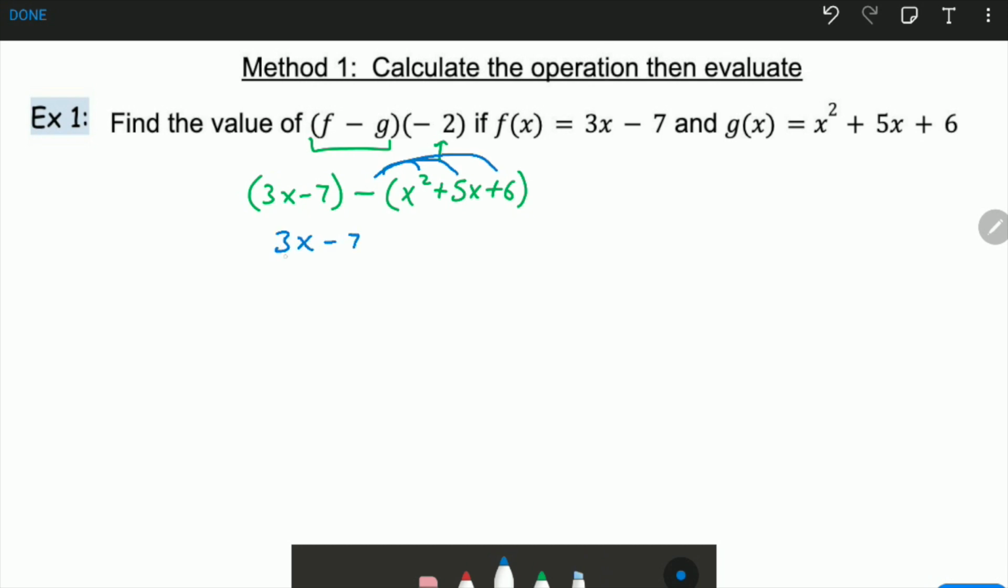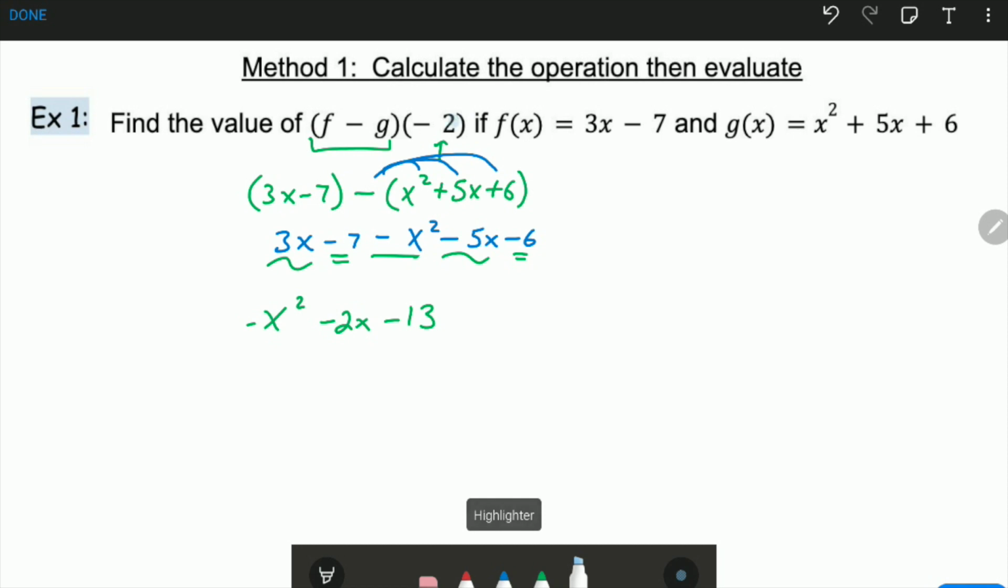3x minus 7. Don't need the parentheses anymore. Minus x squared minus 5x minus 6. And then combine like terms. No other x squareds. We have 3x minus 5x is negative 2x. And negative 7 minus 6 is negative 13.